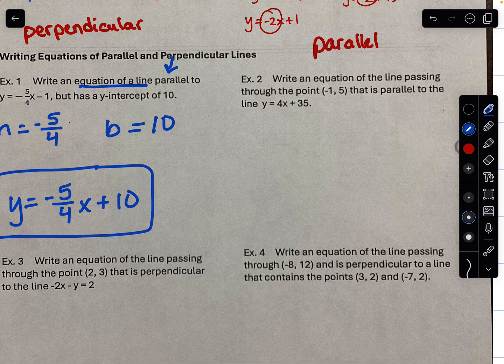The next one says, write an equation of the line passing through the point negative 1, 5, that's parallel to y equals 4x plus 35. So again, I just need to identify the slope. What is the slope here? 4. And if I want parallel, am I keeping that the same or opposite reciprocal? Keeping it the same. So m is equal to 4. Okay, m is my slope.